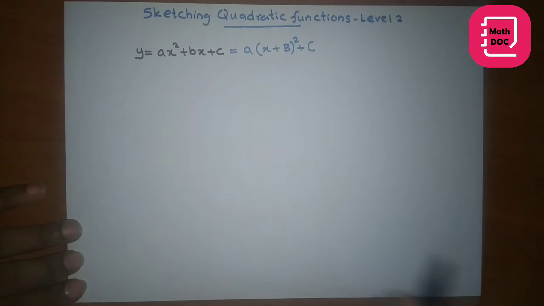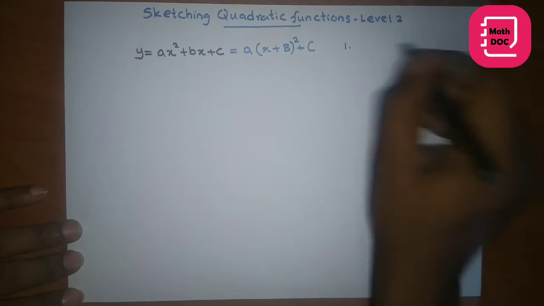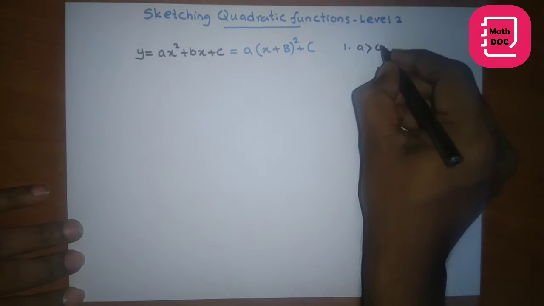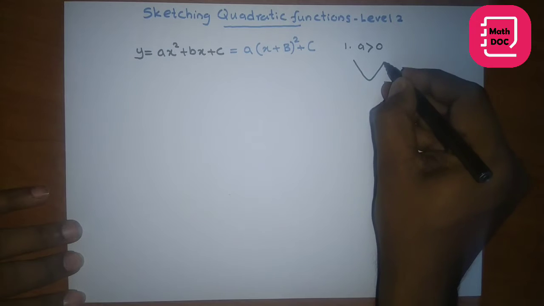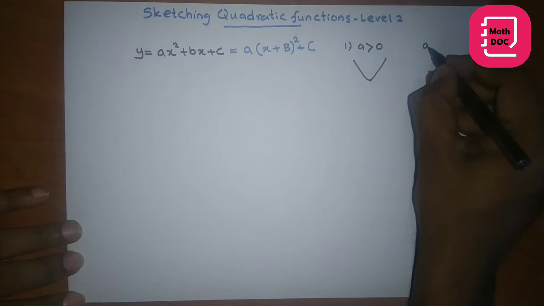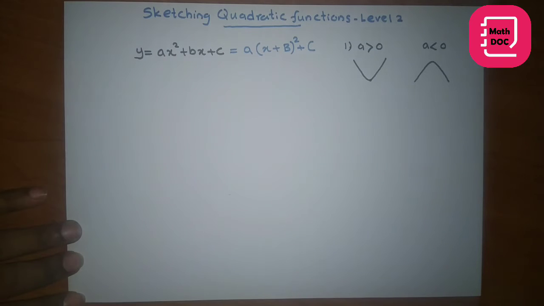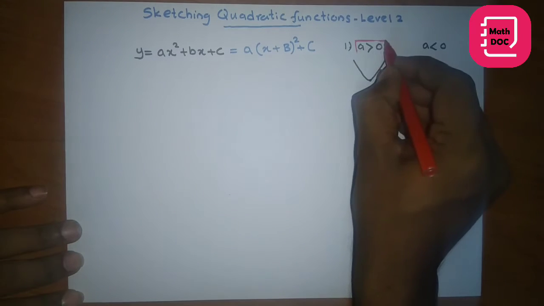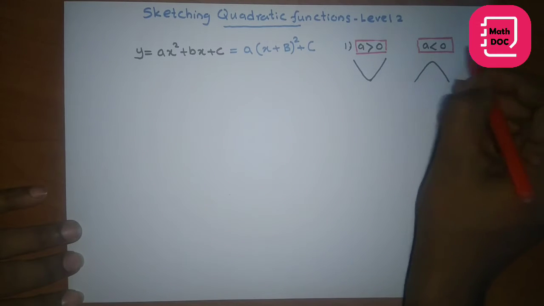Let's see first. Point number 1: when a is greater than 0, the function's shape is a minimum. When a is less than 0, its shape is a maximum. Need to remember it. A means the leading coefficient. Then you need to check the sign of the leading coefficient.